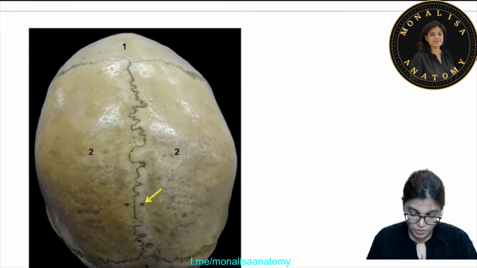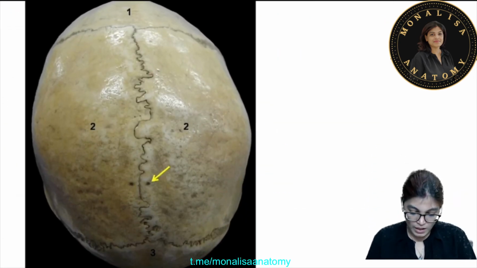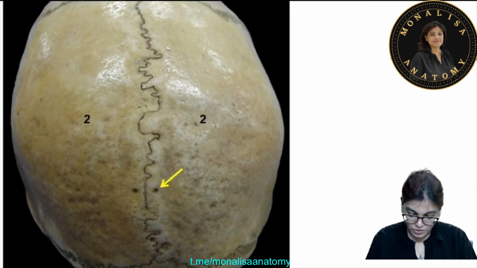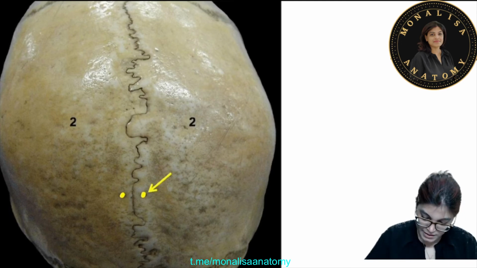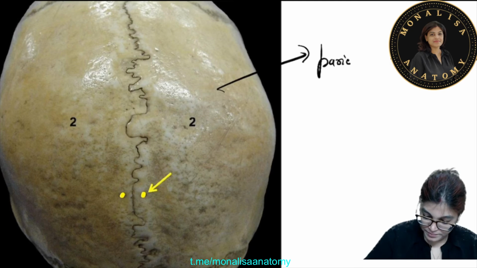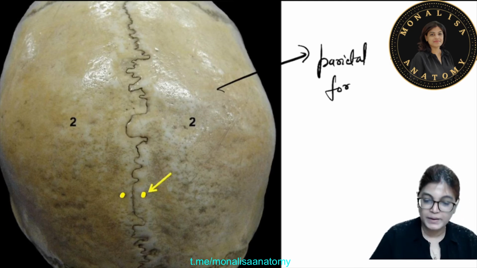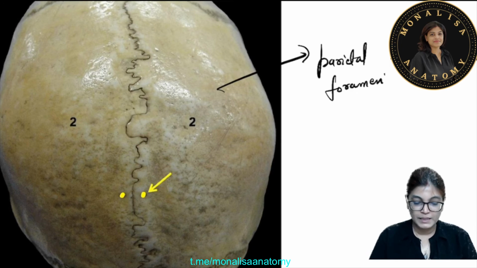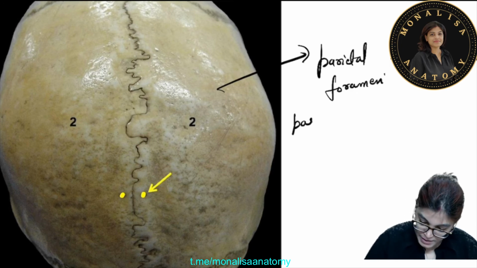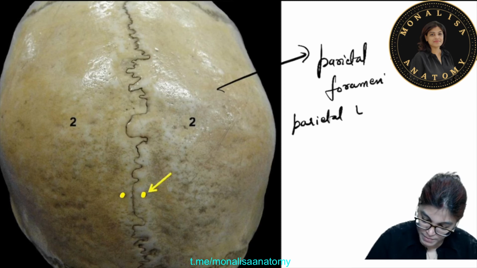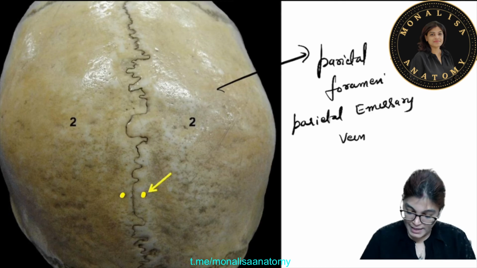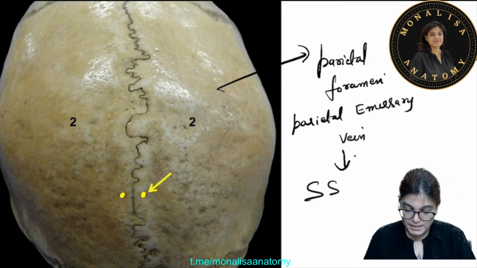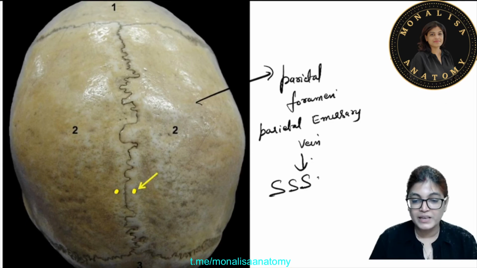Now moving to the fourth option. With the yellow color arrow, let me just enlarge it. The structures which you can see, there are two dots on either side, and this is the parietal foramen. And what passes through the parietal foramen? Parietal emissary veins. And this parietal emissary vein is forming communication with, or draining into, the SSS. What is SSS? Superior sagittal sinus.